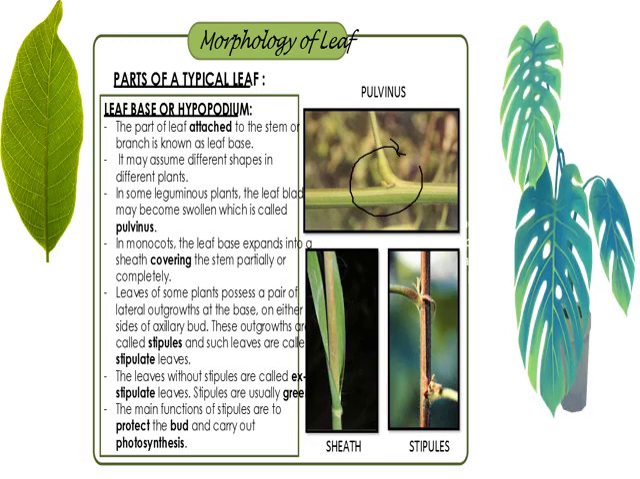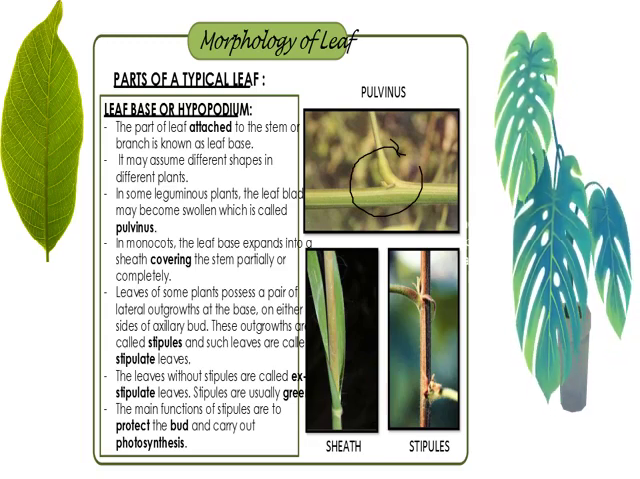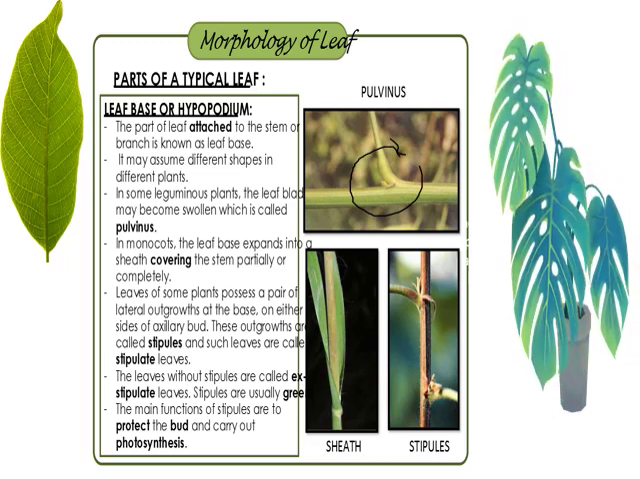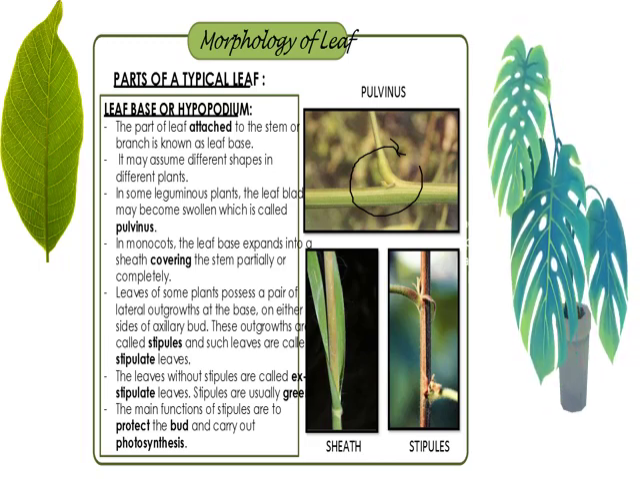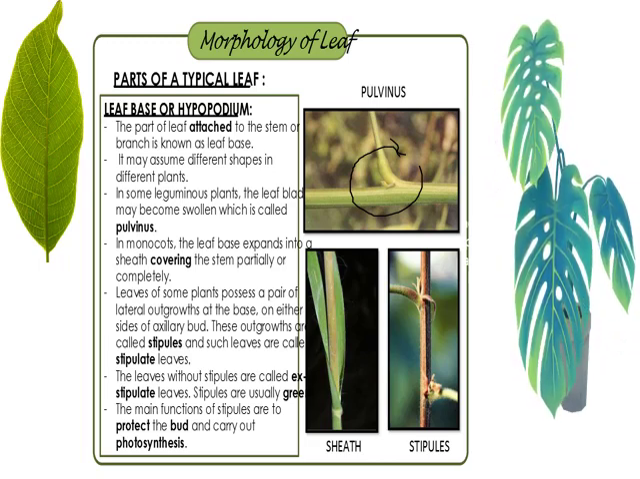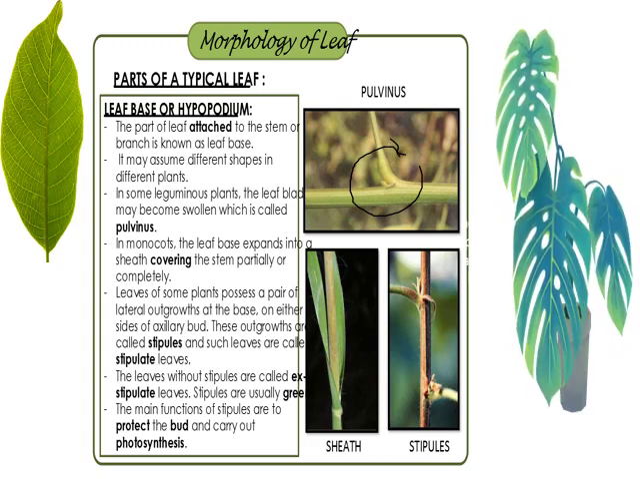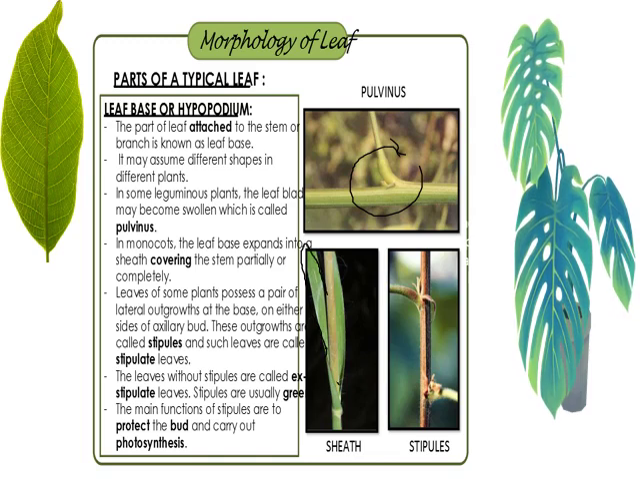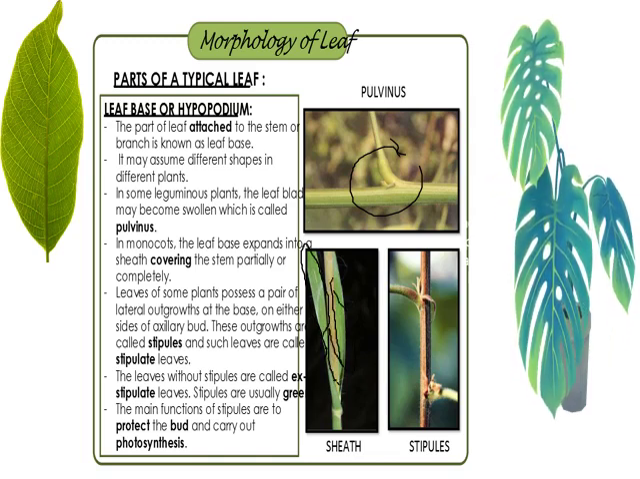Similarly, in monocots, the leaf base expands into a sheath or covering, and the stem is partially or completely covered by this sheath. So here these are the sheath, this is the main stem, and these are the sheath around this main stem.